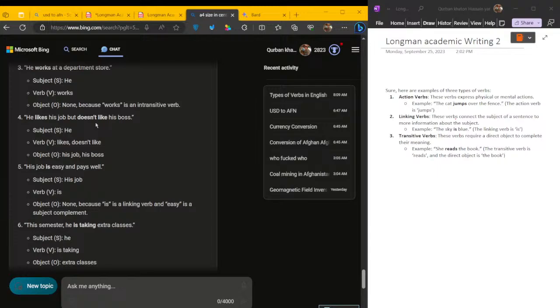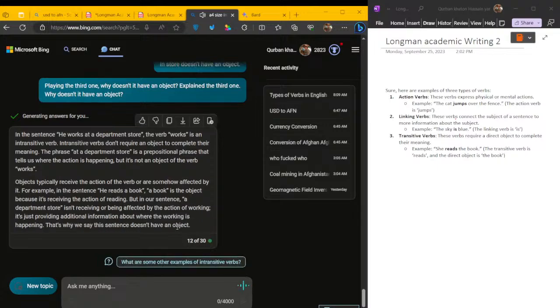Explain the third one. Why doesn't it have an object? In the sentence, he works at a department store, the verb works is an intransitive verb. Intransitive verbs don't require an object to complete their meaning. The phrase at a department store is a prepositional phrase that tells us where the action is happening, but it's not an object of the verb works. Objects typically receive the action of the verb or are somehow affected by it. For example, in the sentence, he reads a book, a book is the object because it's receiving the action of reading. But in our sentence, a department store isn't receiving or being affected by the action of working. It's just providing additional information about where the working is happening. That's why we say the sentence doesn't have an object.